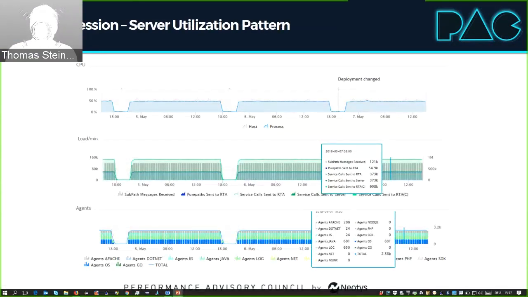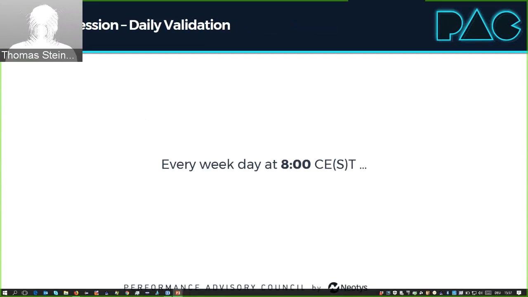A few server utilization patterns. Of course, host CPU, but then there's also the load per minute, something we call service calls. That's similar to PurePaths, which you might know from the early Dynatrace days. And of course the number of agents of different types, again simulated here.